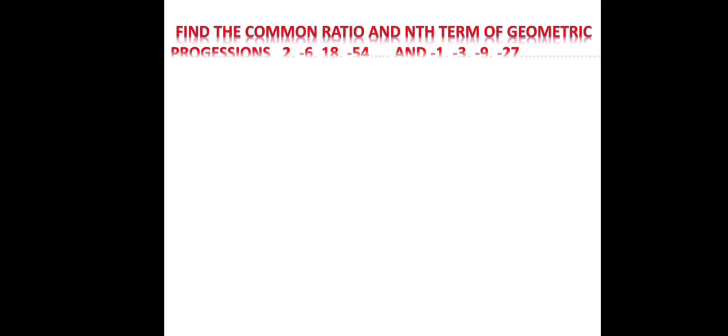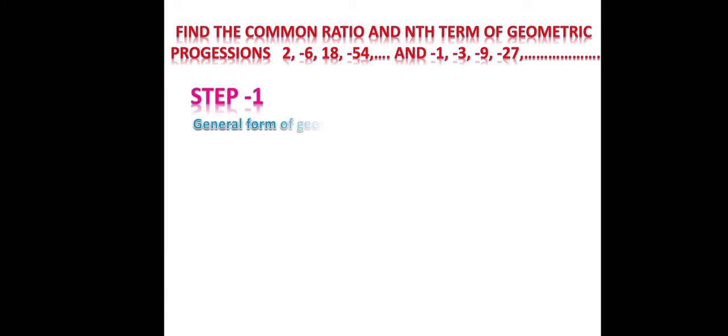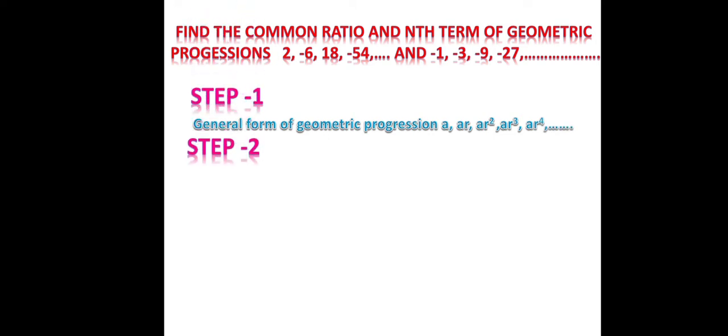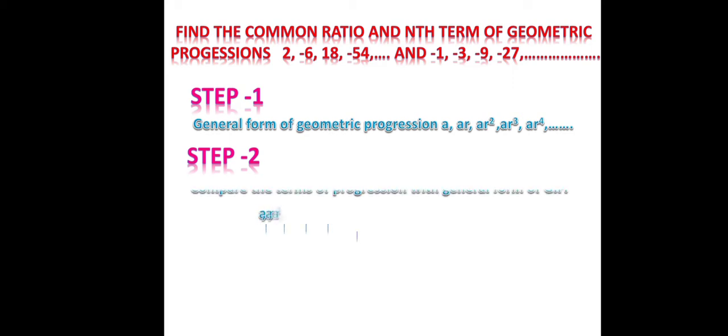Good morning students. In this session we will take up the problems from exercise 6.5 which is related to geometric progression. So here we need to find the common ratio and the nth term of the given GP. So for the first step we'll write the general form of the geometric progression which is A, AR, AR square, AR cube and so on.